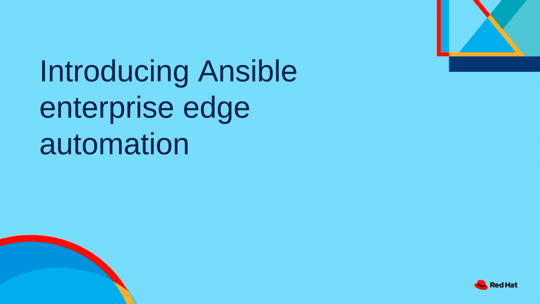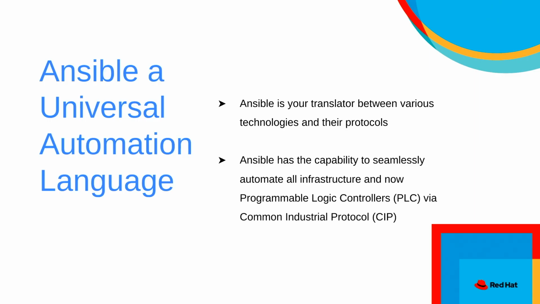Basically, I'm going to talk a little bit about introducing Ansible Enterprise Edge Automation. We think about Ansible as a universal automation language, and really what that means is that Ansible is really good at managing all sorts of different technologies, and it makes it easy where essentially it's your translator between various technologies and protocols.